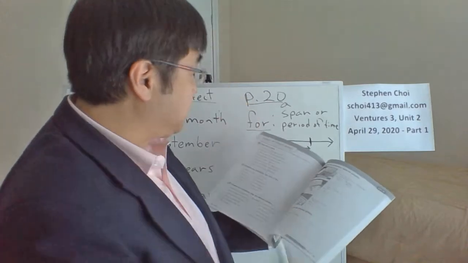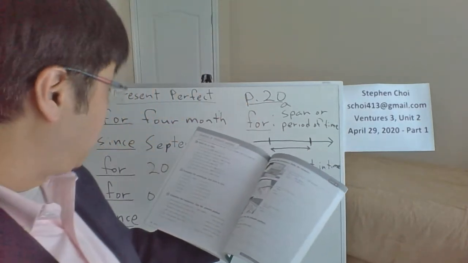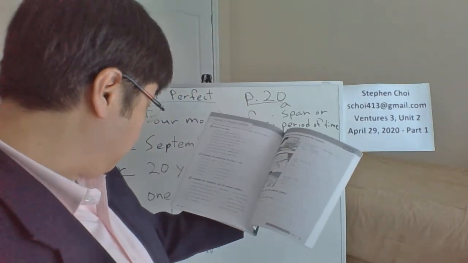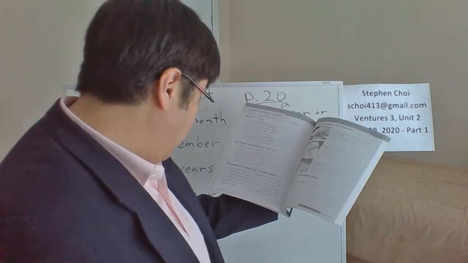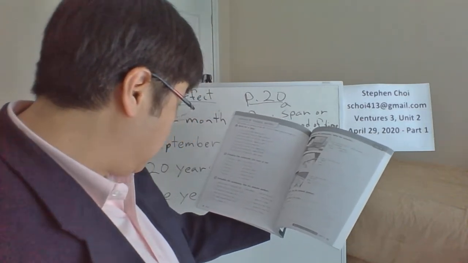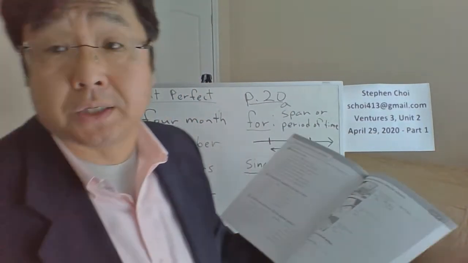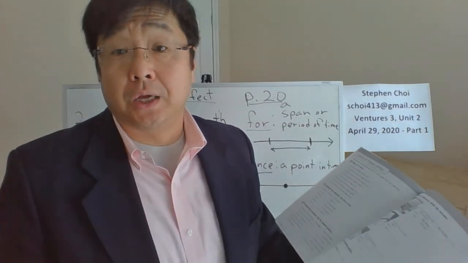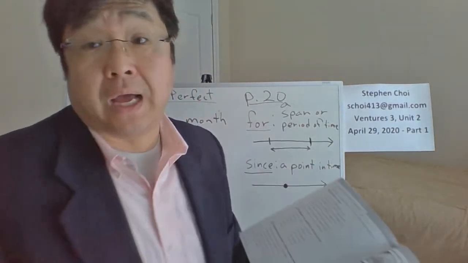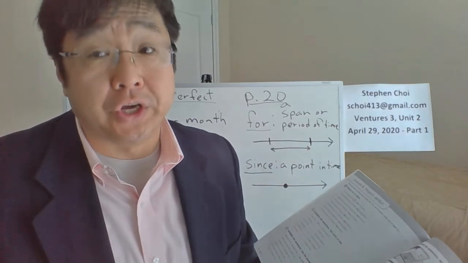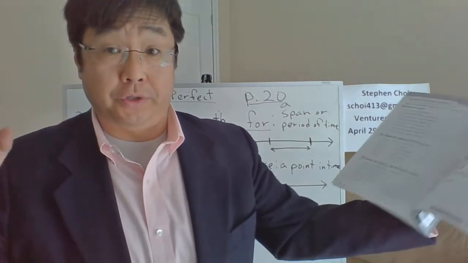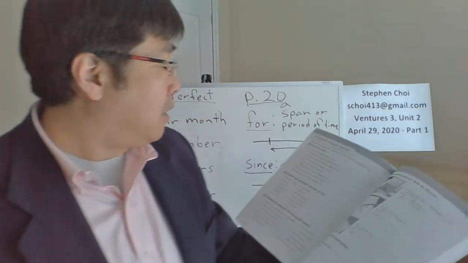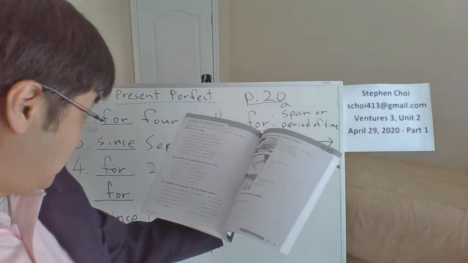For or since. The first one is giving us the answer already. I have known Elsa for 2 years. 2 years is a span of time. I have known Elsa for 2 years, because 2 years is a period of time, right? All right, number 2. What's number 2?